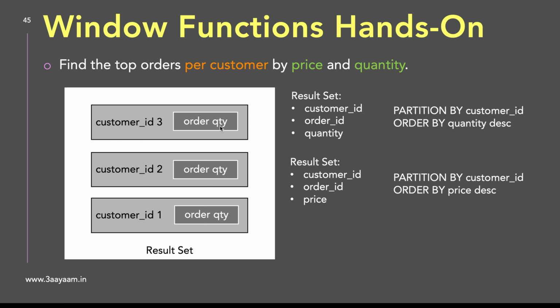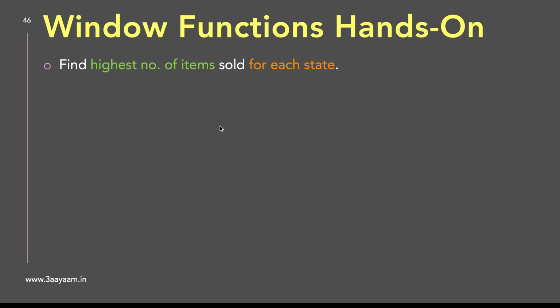Let's go to the second one, and the second one says find the highest number of items sold for each state. Now you know what should be the partition by just looking at the question. Pause this video and try to think what would be the partition by clause. I hope you are done. Let's look at the result set.